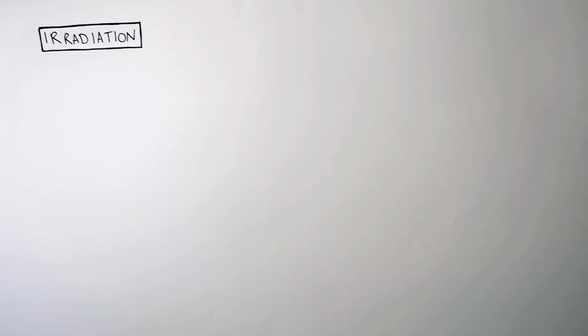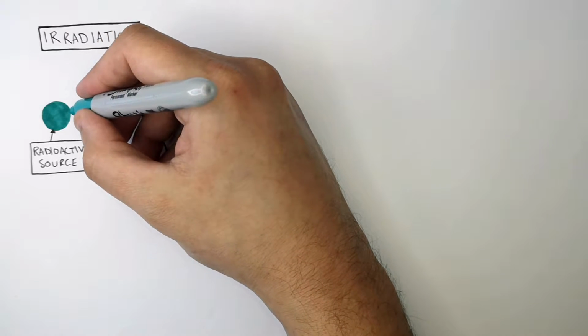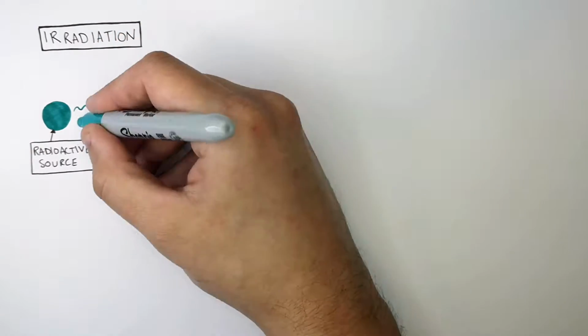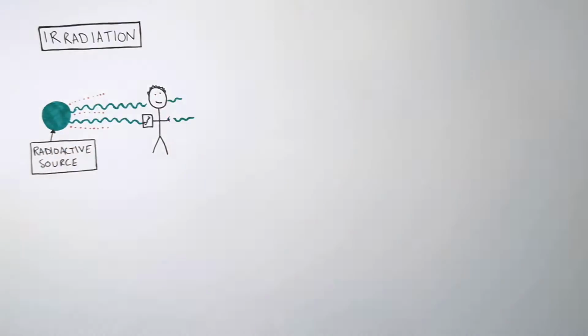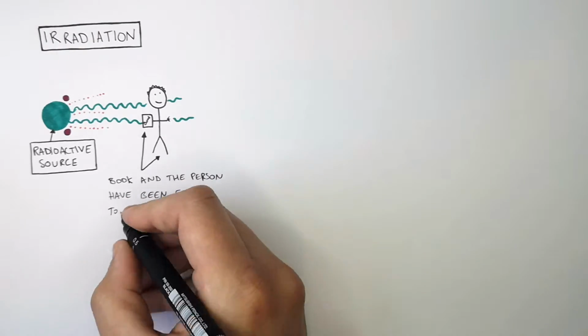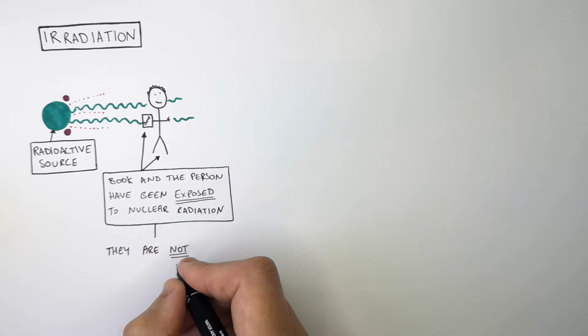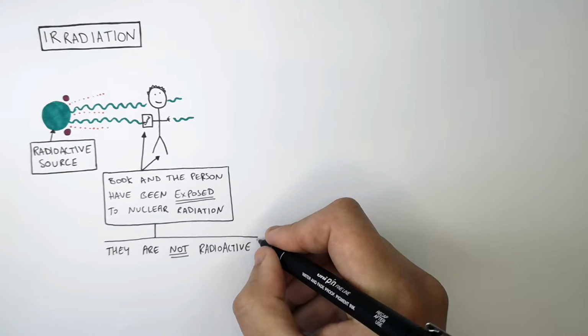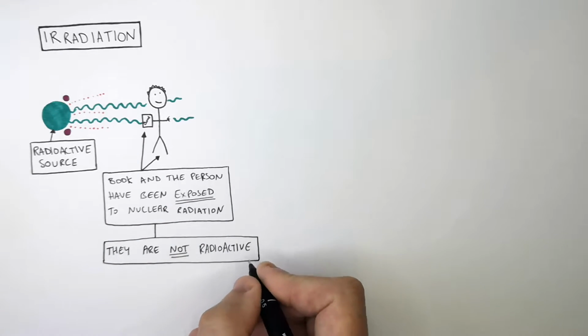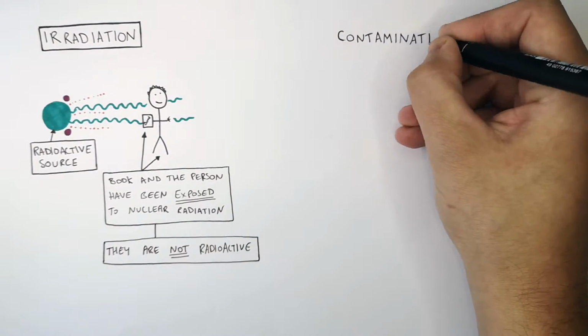So what is irradiation? What we've got here is a radioactive source, and let's say it's emitting the three different types of radiation: gamma radiation, beta particles, and alpha particles. So the book and the person have been exposed to nuclear radiation. They have been irradiated, but they themselves are not radioactive. They have just been exposed to a radioactive source. We say this person has been irradiated because they've been exposed to a radioactive source. They are not contaminated.